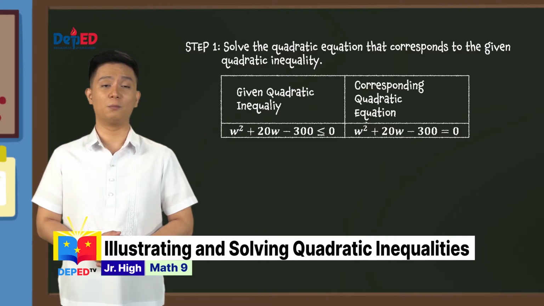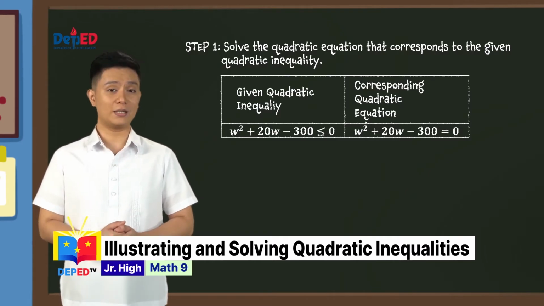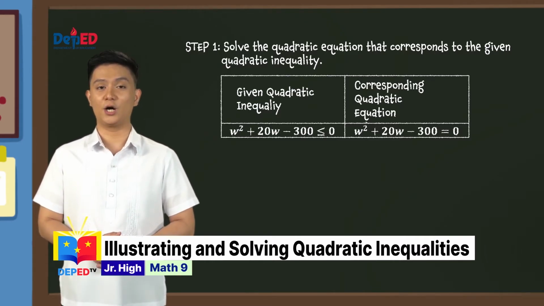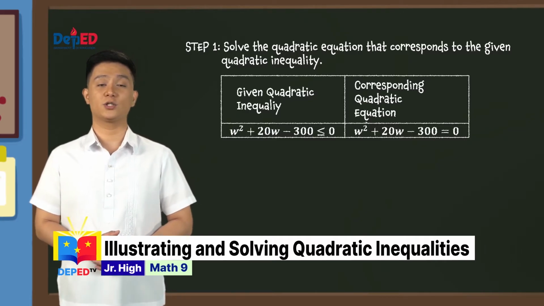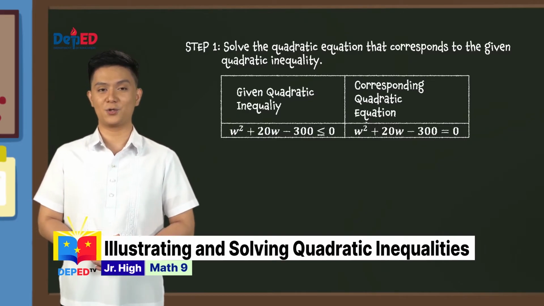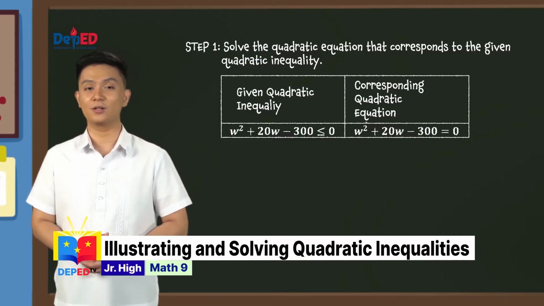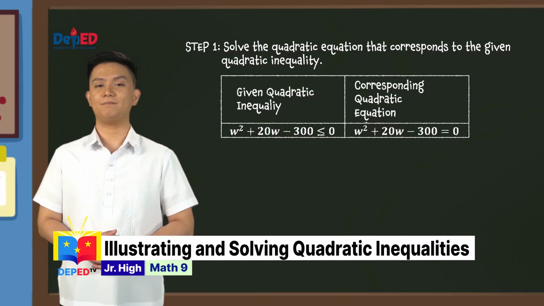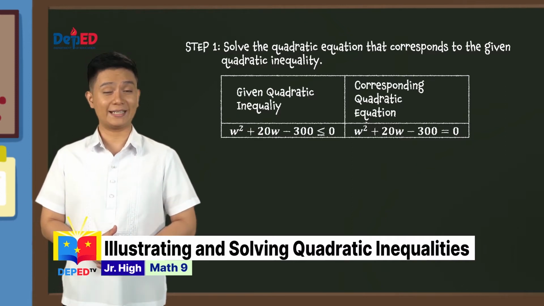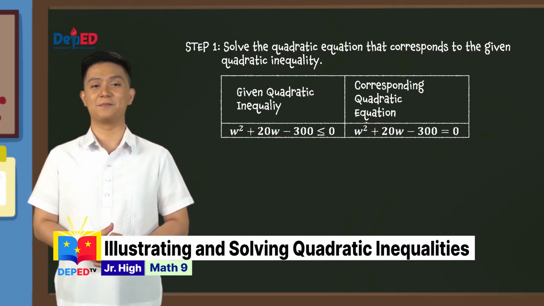The inequality w squared plus 20w minus 300 is less than or equal to 0 corresponds to the quadratic equation w squared plus 20w minus 300 equals 0. We can solve this quadratic equation by factoring.